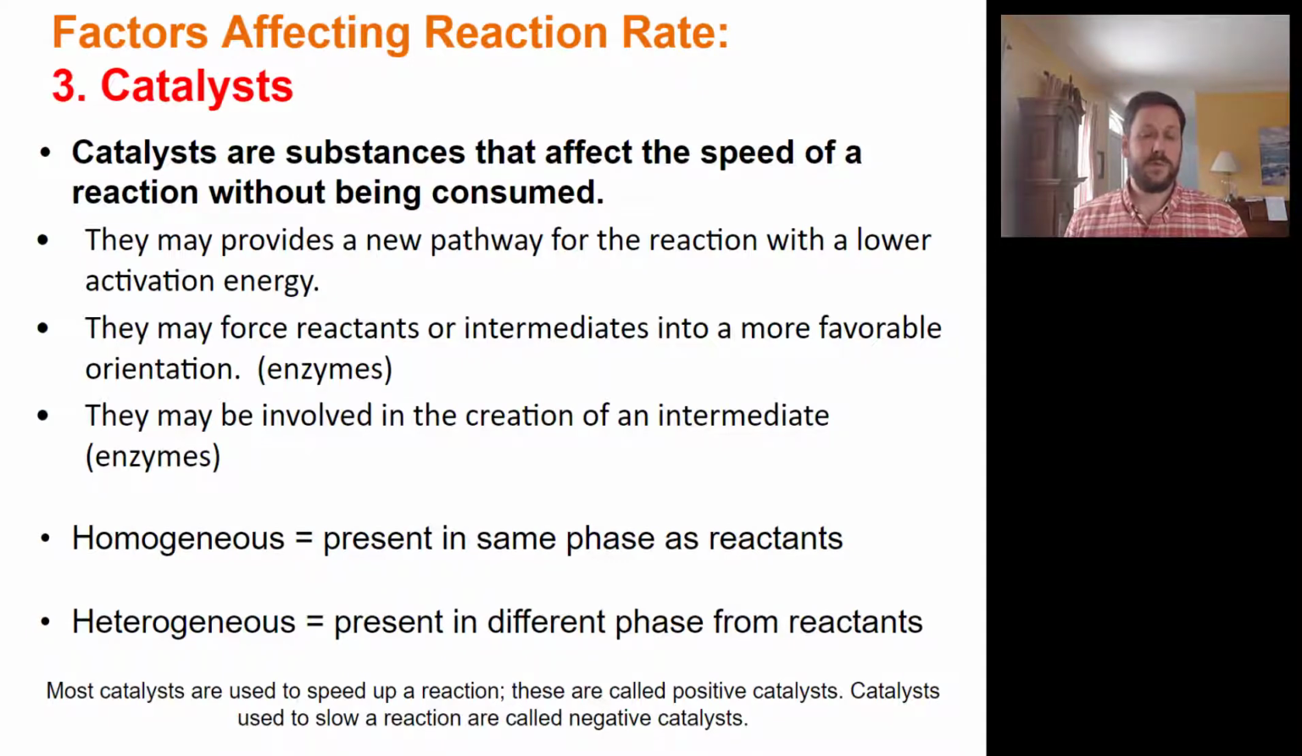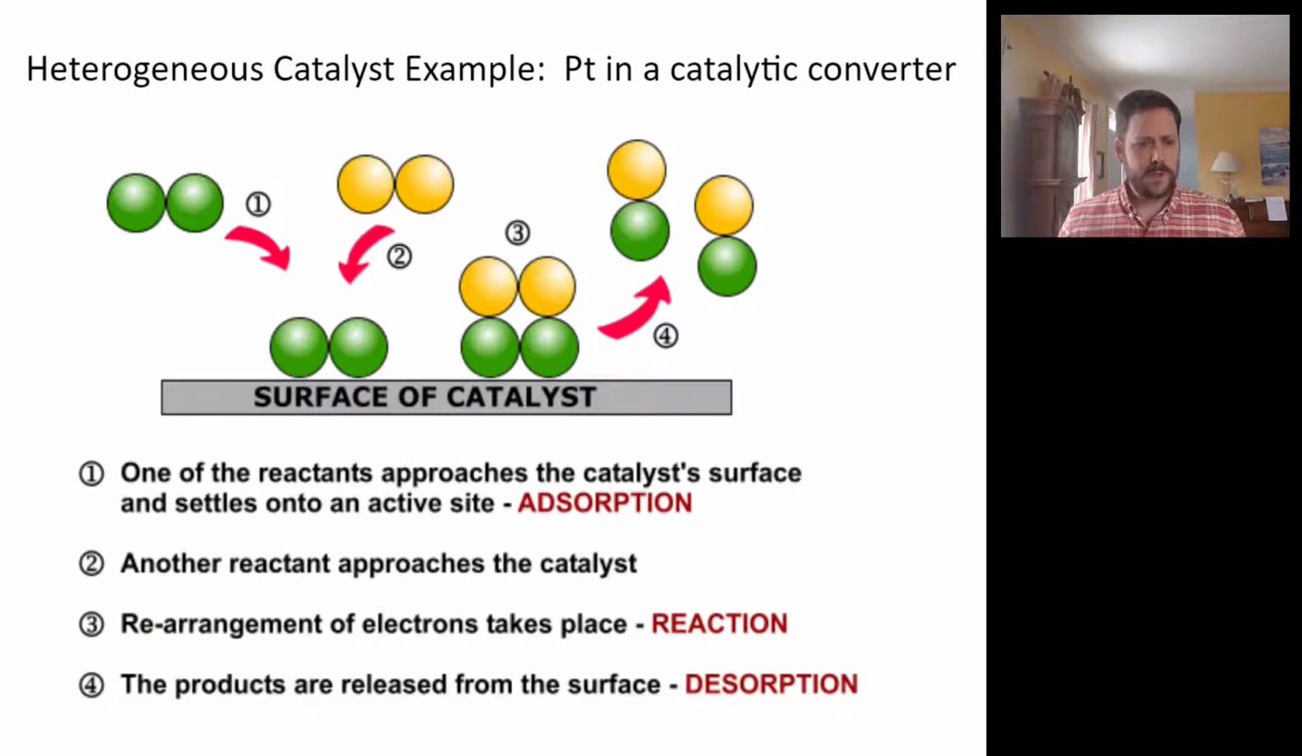We want to be able to distinguish between homogeneous and heterogeneous catalysts, and that simply refers to the phase that they are in relative to the phase of the reacting particles. So if you have a gas phase reaction and you introduce a gaseous catalyst, that's a homogeneous catalyst. It's in the same phase as the reactants. But if there's a gas phase reaction taking place and the catalyst is a solid, that would be considered a heterogeneous catalyst. Here's an example of a heterogeneous catalyst that is operating.